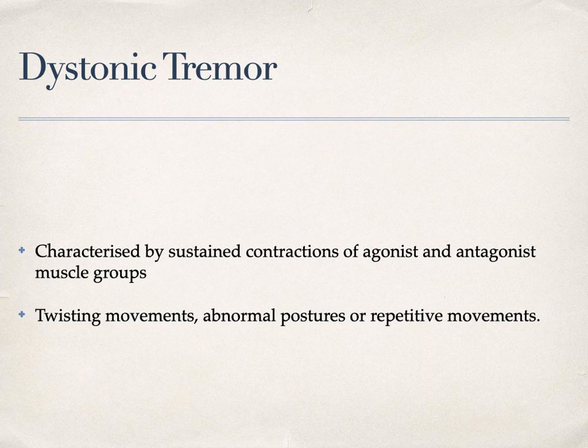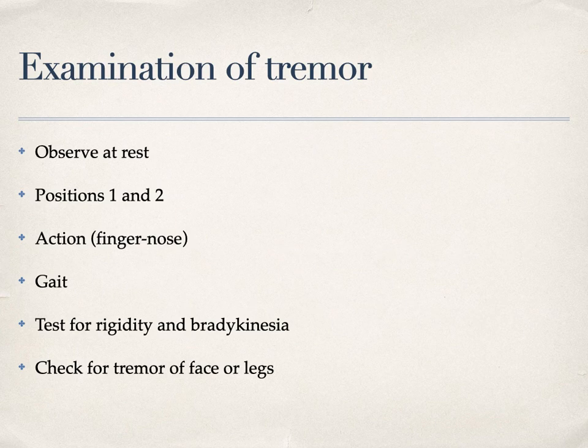So, in general, how do we examine tremor? First of all, you observe at rest. Then you put their hands in positions 1 and 2, which is what was demonstrated in that essential tremor video, so up by the chest and out in front of them. Then you can do action, so finger-nose testing, then test their gait, testing for rigidity and bradykinesia to make sure that there's none of that present, to make sure you're not dealing with a Parkinsonian tremor, and then check for any tremors in the head or the legs.